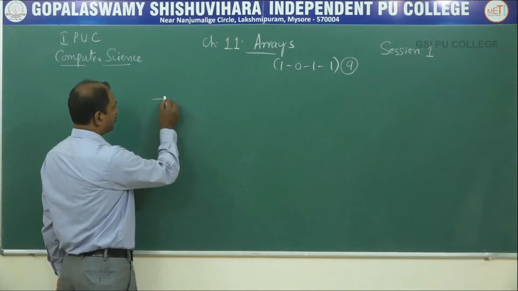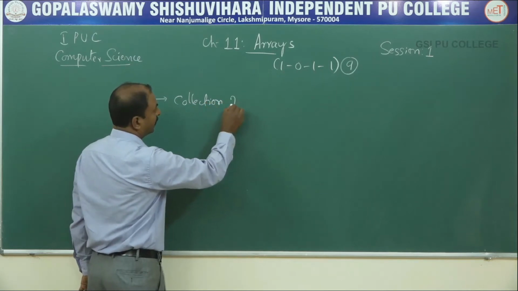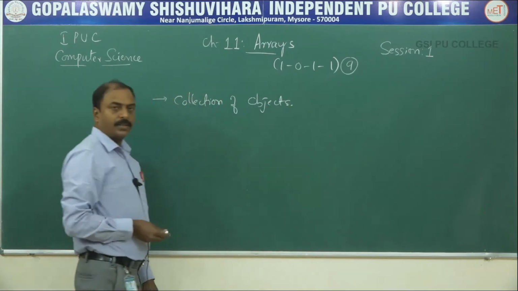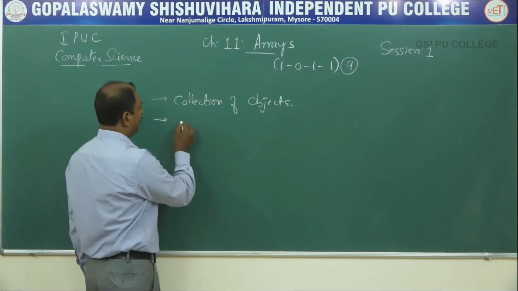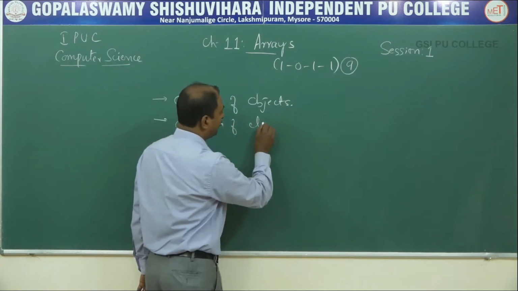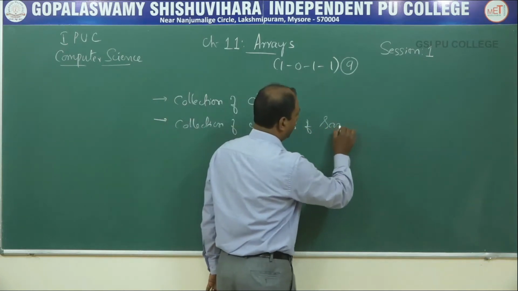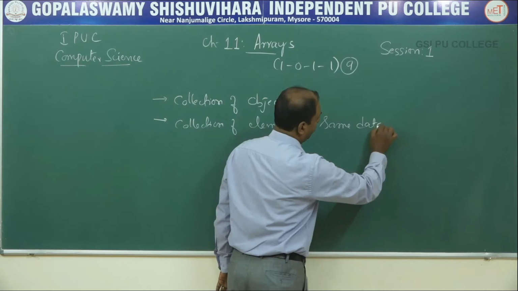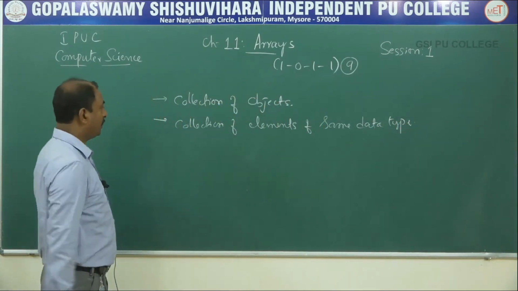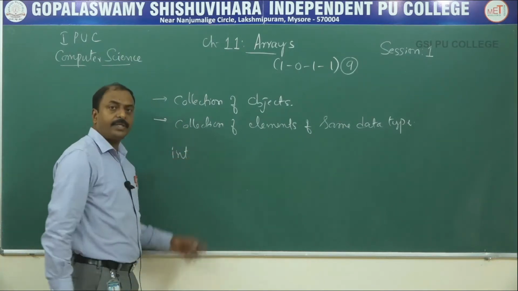Array is nothing but a collection of objects, or we can also say that it is a collection of elements of same data type. So what is the meaning of data type here? Here we can have integer data type, means we can have an integer array.